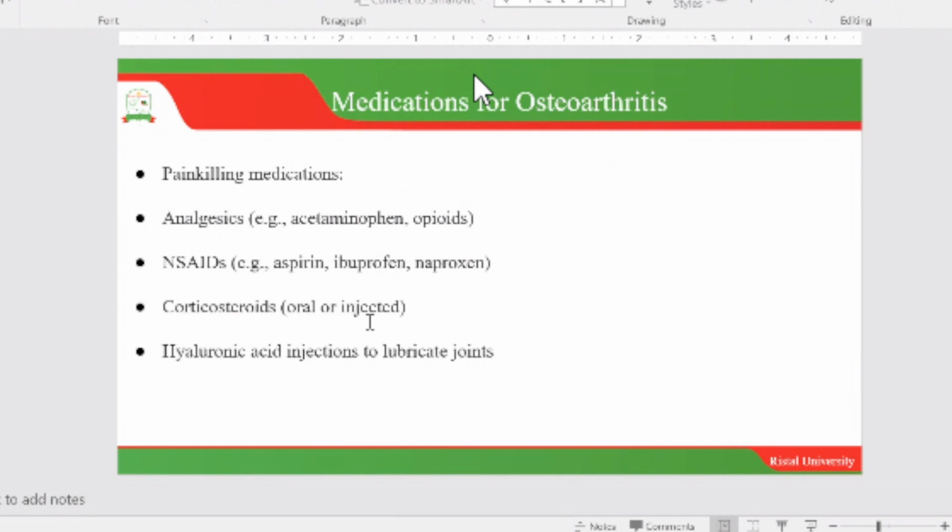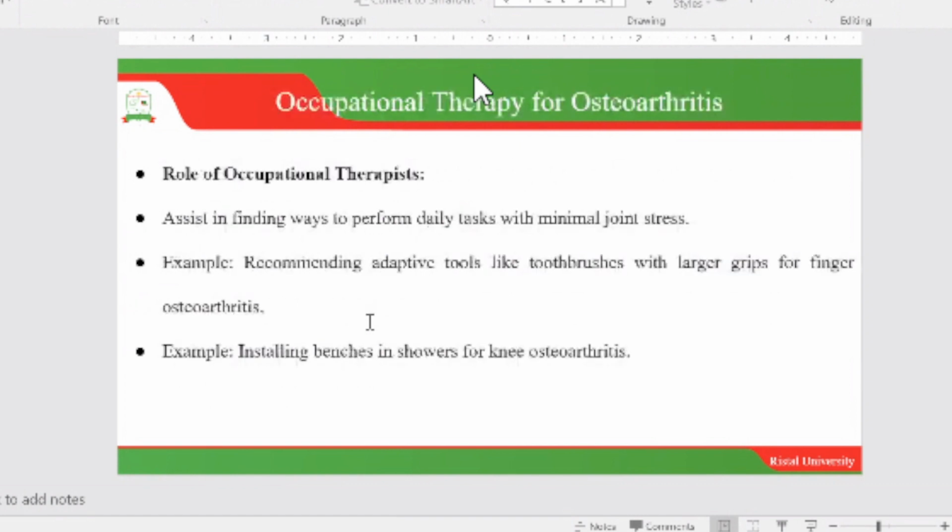For other medications for osteoarthritis, we are having pain killing medication, the analgesics, the acetaminophen, the opioids, these NSAIDs, the non-steroidal anti-inflammatory drugs, aspirin, ibuprofen, naproxen, the corticosteroids, oral or injected, the hyaluronic acid injection. All these are really trying as much as possible to reduce mostly inflammation, and also try to reduce pain, and also to rehabilitate the joints.